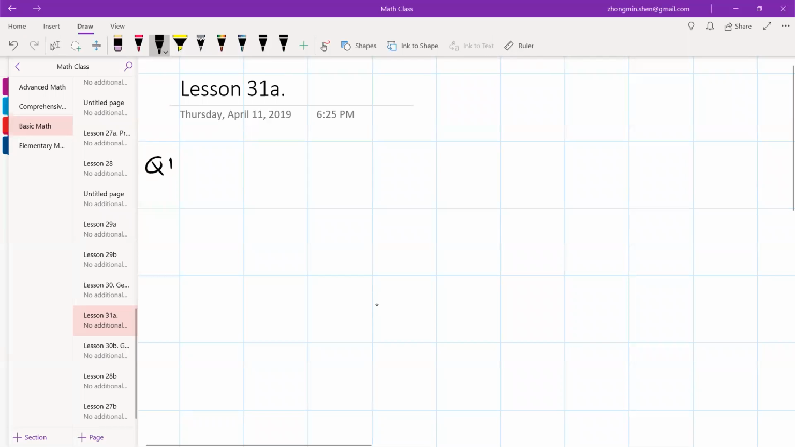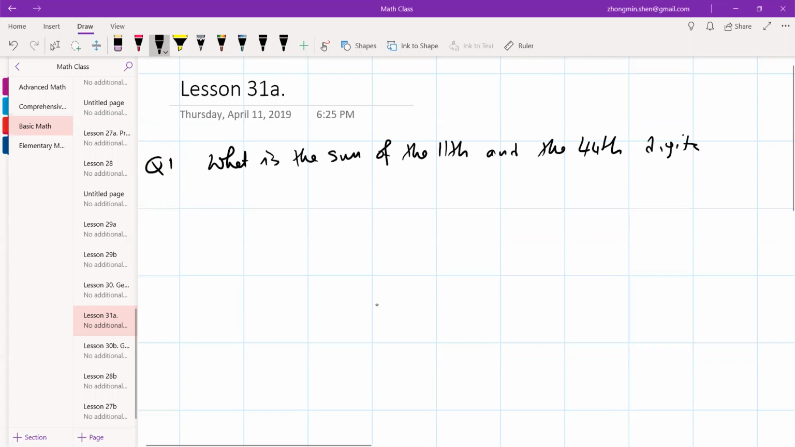So what is the sum of the 11th and the 44th digits to the right of the decimal point in the decimal form? Okay.